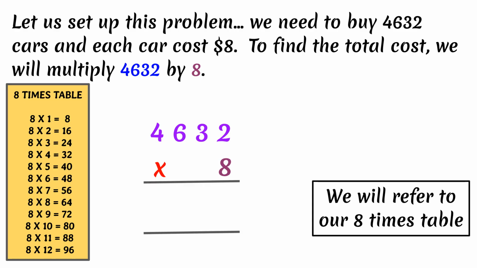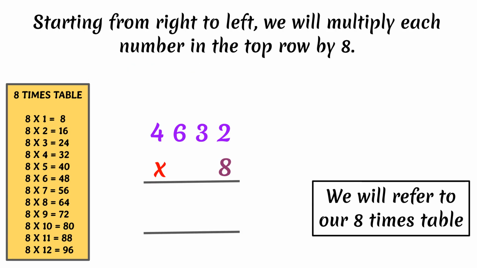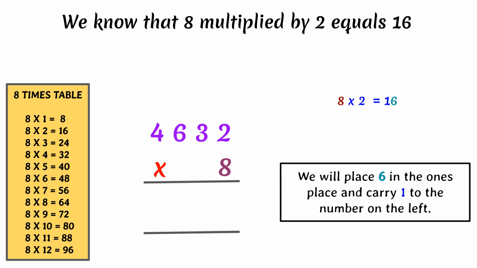We can refer to our 8 times table for help. Starting from right to left, we will multiply each digit in the top number, 4,632, by 8. Again, we will refer to the 8 times table. First, we multiply 8 by 2, which equals 16. We will place 6 in the ones place and carry 1 to the next digit, which is 3.